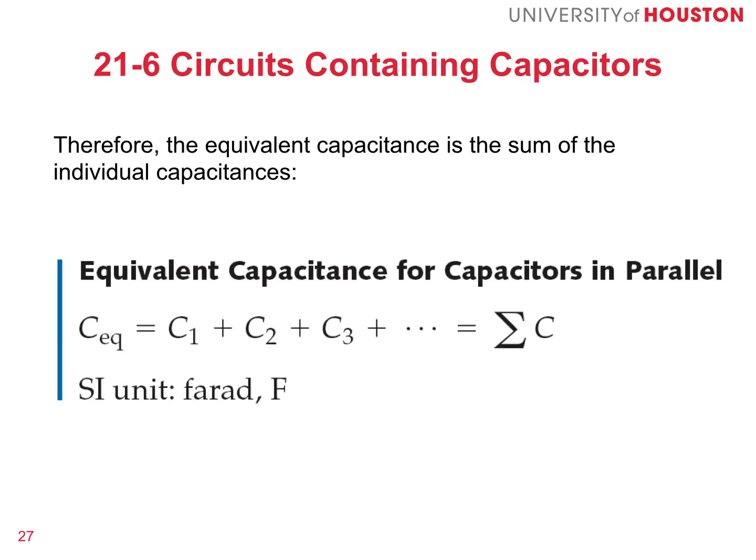For capacitors in parallel, the equivalent capacitance is straightforward to calculate. It is simply the sum of the individual capacitances, which is shown by the equation below. It has a unit of farad, since the unit of an individual capacitance is also in farad.